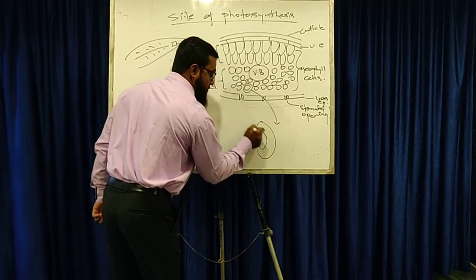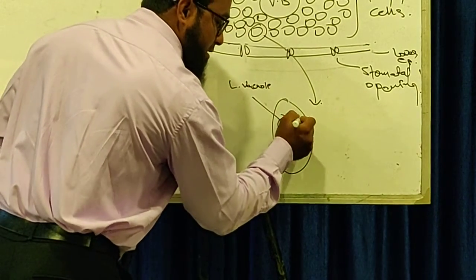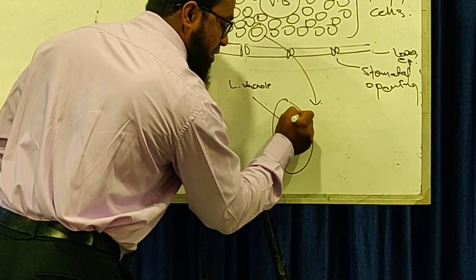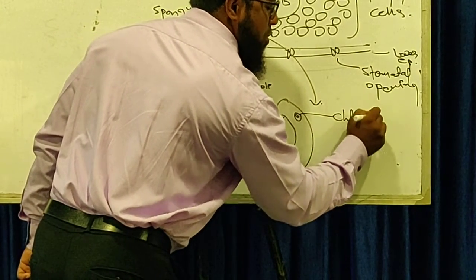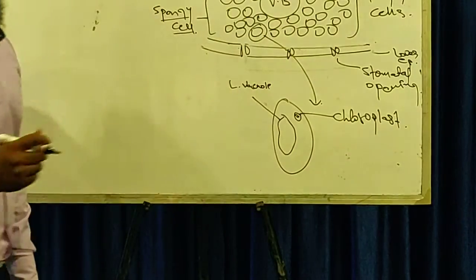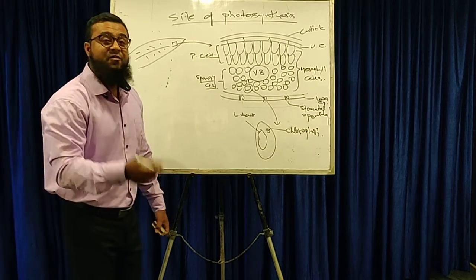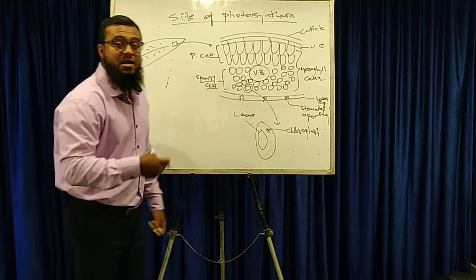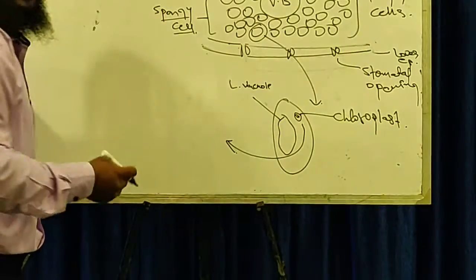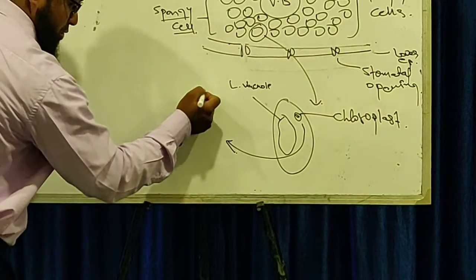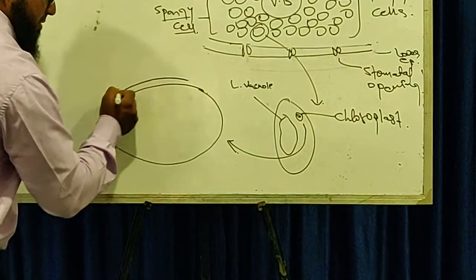It has a large vacuole, and in that one important structure is present. That structure is called the chloroplast. This is the site of photosynthesis. But in the chloroplast, when we see the ultrastructure of the chloroplast, the picture comes like this. If we zoom into this chloroplast, the diagram comes in front of us.